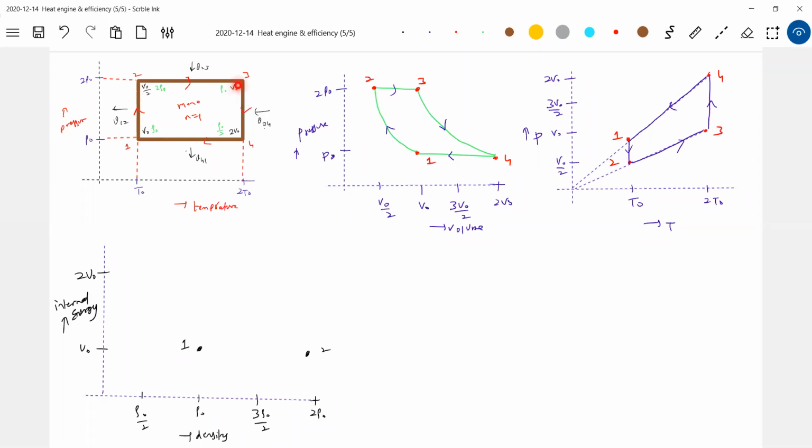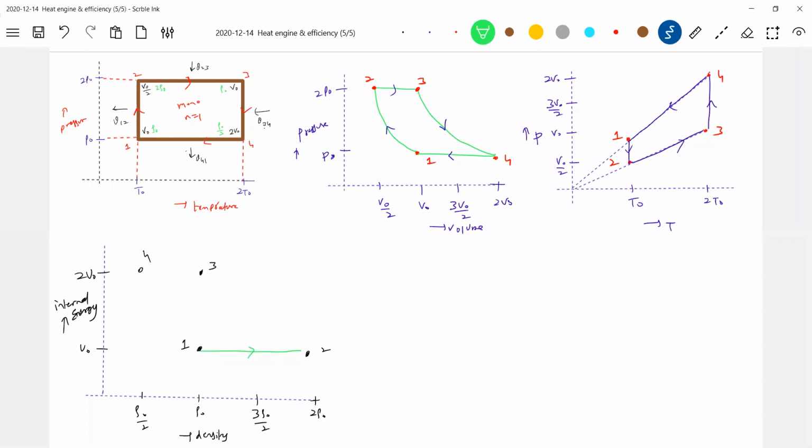Okay, come for this. Temperature 2 T naught, so this will be 2 U naught and density will be rho naught. Therefore the point has to be here. So point 4: rho naught by 2 and 2 U naught. Okay, we have points like this. First, what is 1, 2? Isothermal process. So for an isothermal process, it is a horizontal line in this graph, since internal energy is constant.